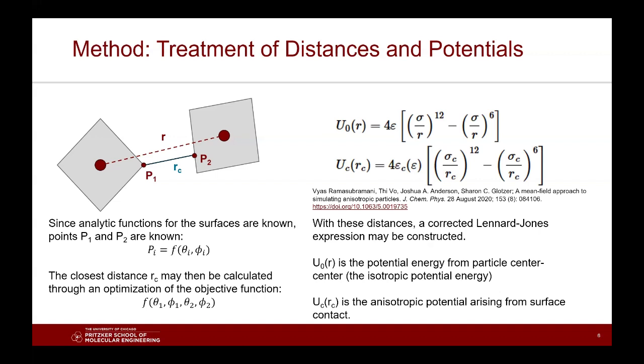This paper here uses these two expressions to express the potential energy of a system of anisotropic particles. It's really just going to be a correction on top of the center-center isotropic potential energy. And this correction term will need two additional parameters that can be specified depending on what system we're interested in.